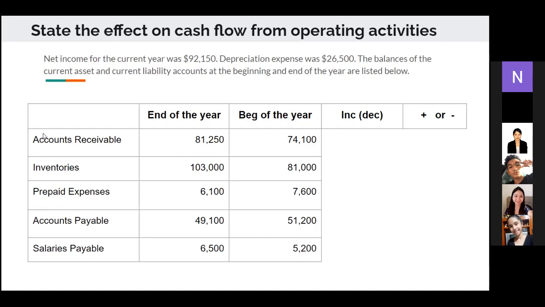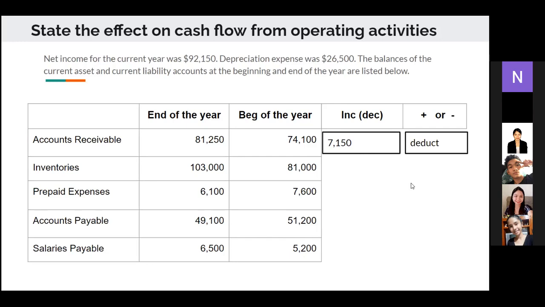Sa first natin, yung accounts receivable, meron siyang beginning balance na 74,100 and nagkaroon siya ng ending na 81,250. So, meaning, nagkaroon siya ng increase na 7,150. 'Di ba sinabi kanina na kapag sa current asset nagkaroon ng increase, magiging deduct siya. So, ayan, deduct siya dito.